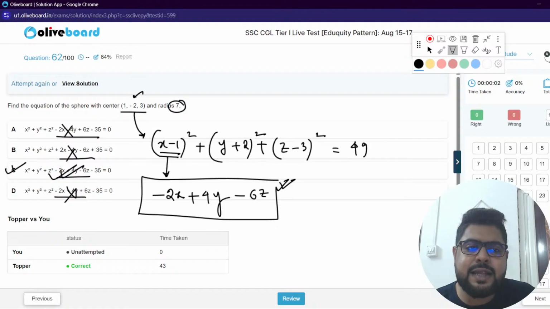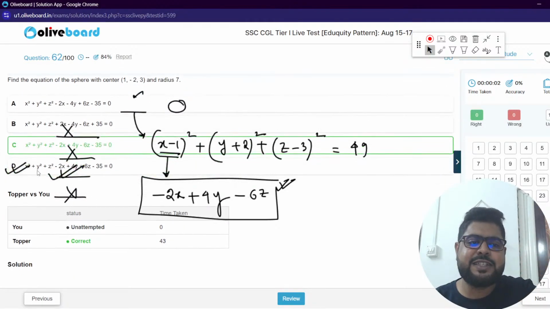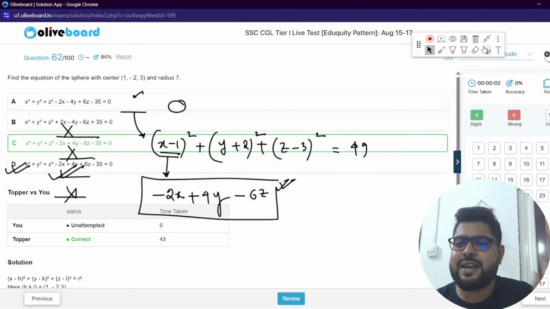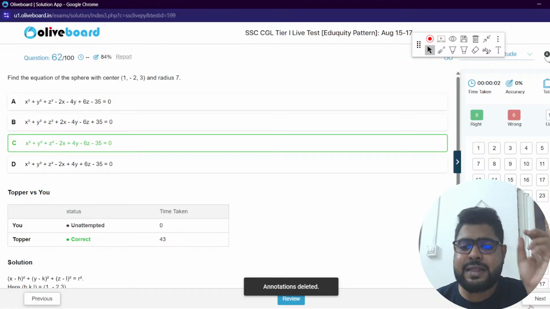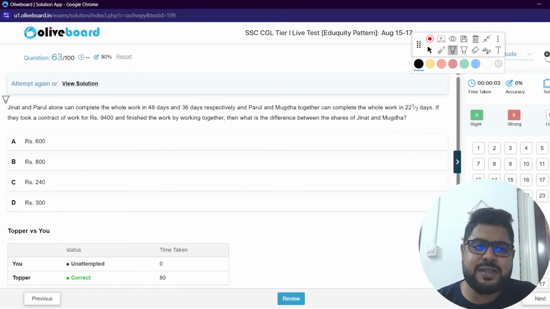Sir, option C is the answer. Just check the minus and plus, whether the signs are correct or not. If this is correct, then that's my answer. You are getting my point. This is how simple it is. Next one, sir.